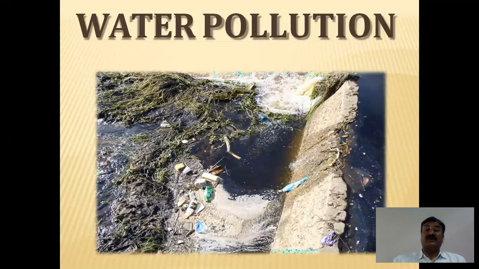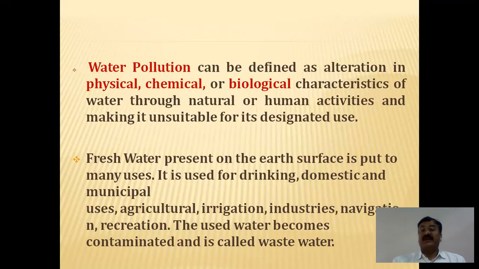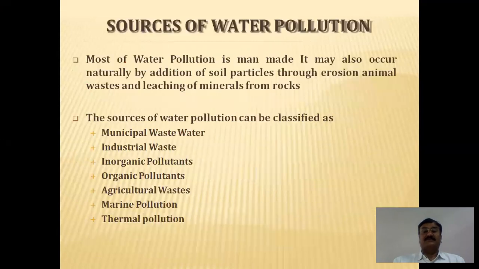This slide shows how water pollution is happening. Water pollution can be defined as alteration in physical, chemical or biological characteristics of water through natural or human activities, making it unsuitable for its designated use. Fresh water present on the earth's surface is put to many uses. It is used for drinking, domestic and municipal uses, agriculture, irrigation, industries, navigation, recreation. The used water becomes contaminated and is called wastewater.